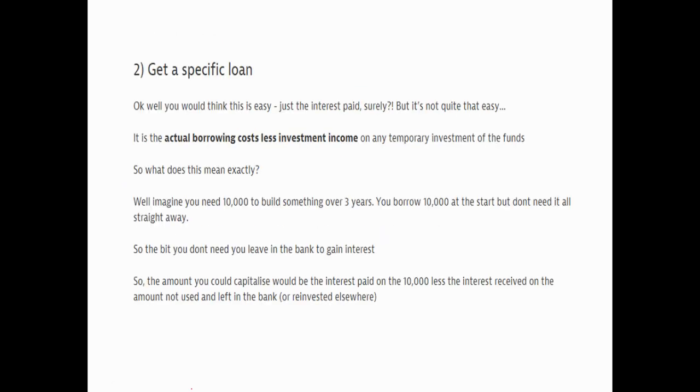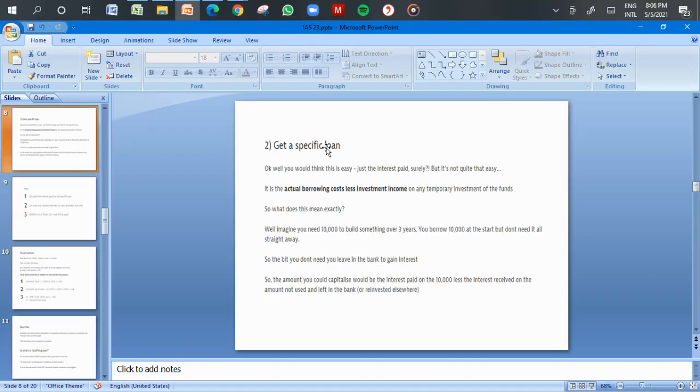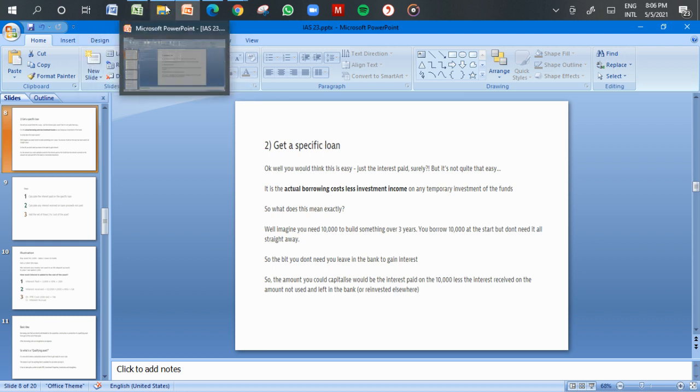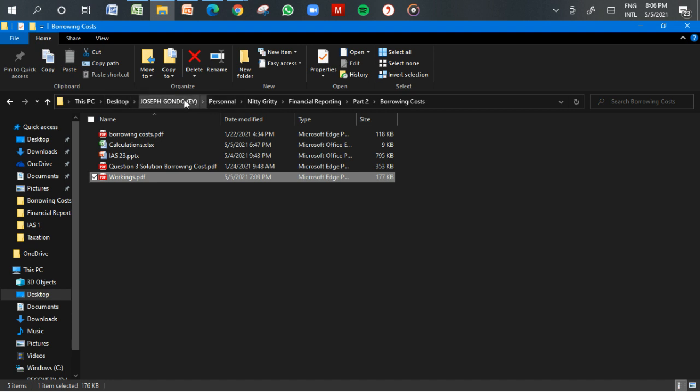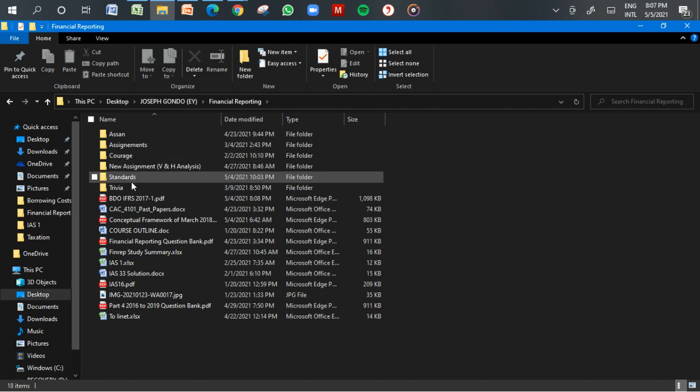Okay, that is it. So let's just summarize borrowing costs before we get to our second section on general loans. So the summary for borrowing costs, where is it? The things that you need to know very well about borrowing costs.